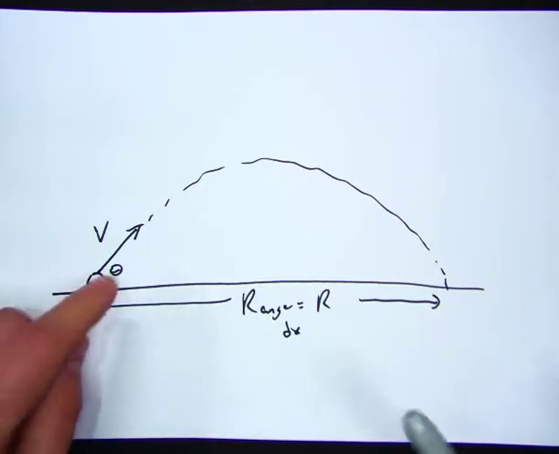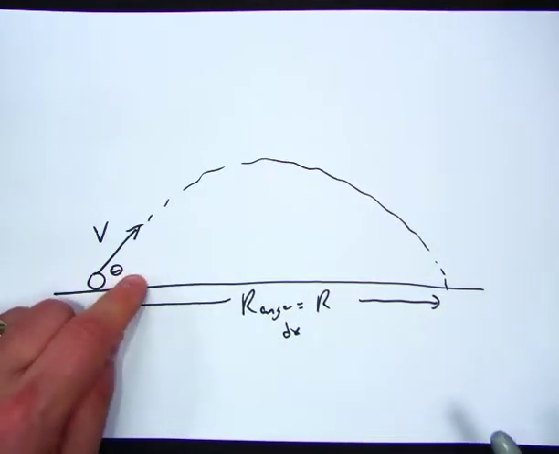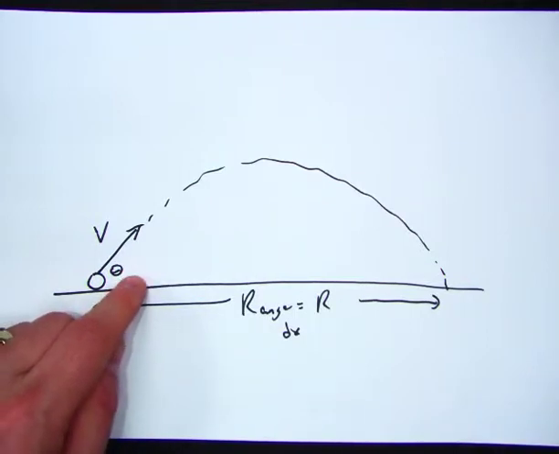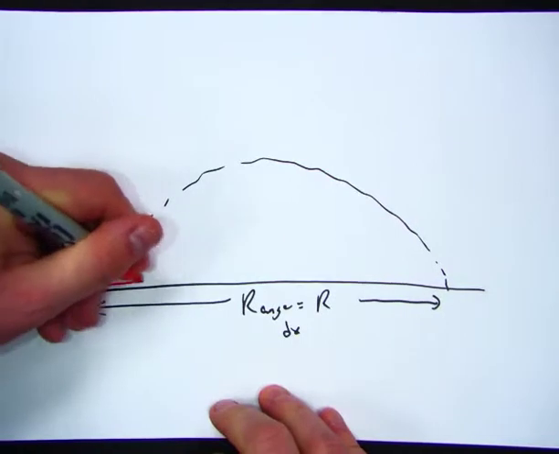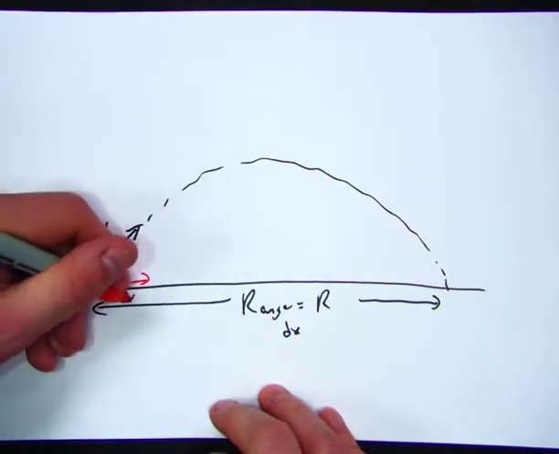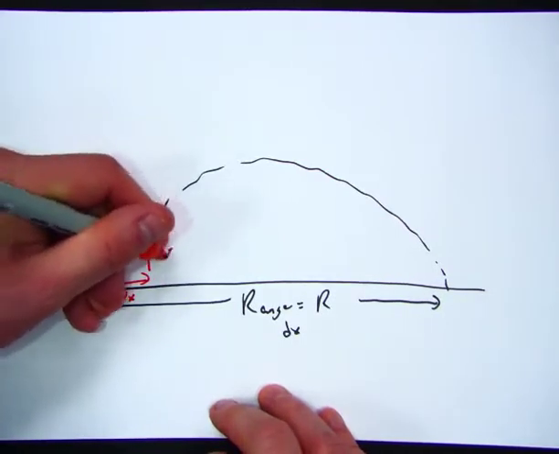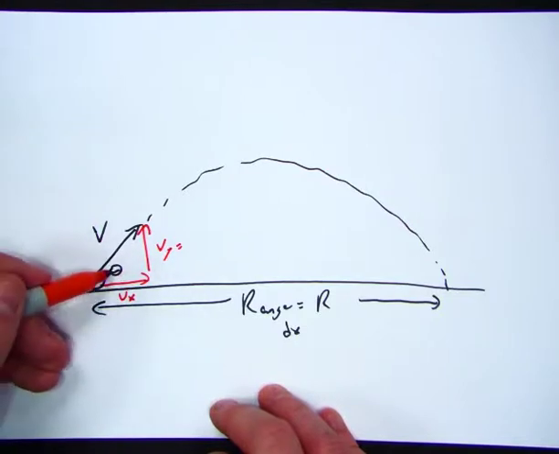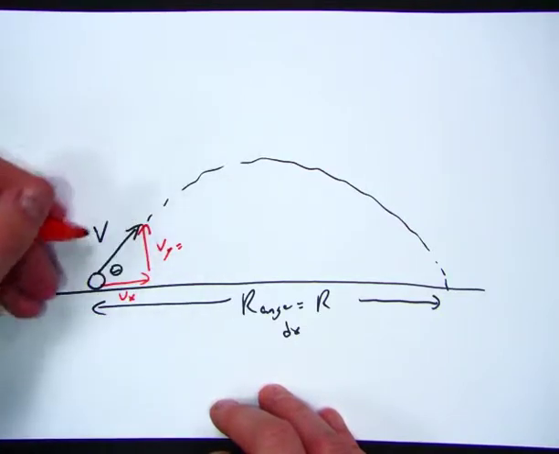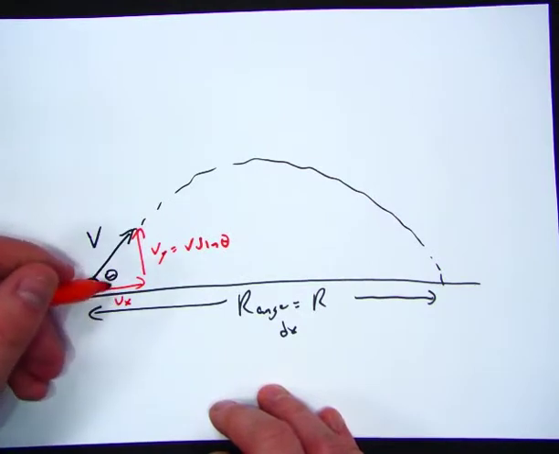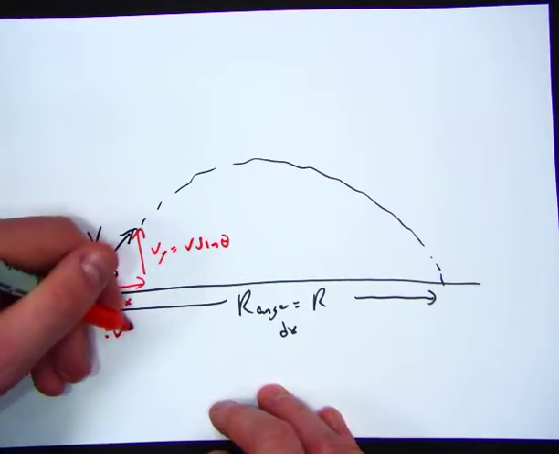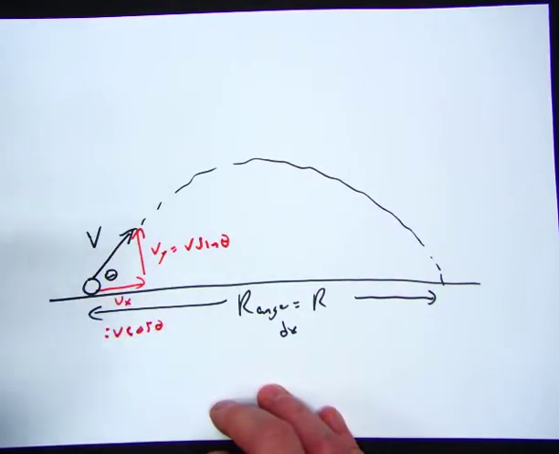The challenge is that this thing's actually launched at an angle and isn't launched horizontally, which means we have to break these up into components. So I'm going to look here and say, well, there's going to be a Vx, there's going to be a Vy. In fact, relating it to this angle, Vy will be equal to V times the sine of theta. Vx will be equal to V times the cos of theta.